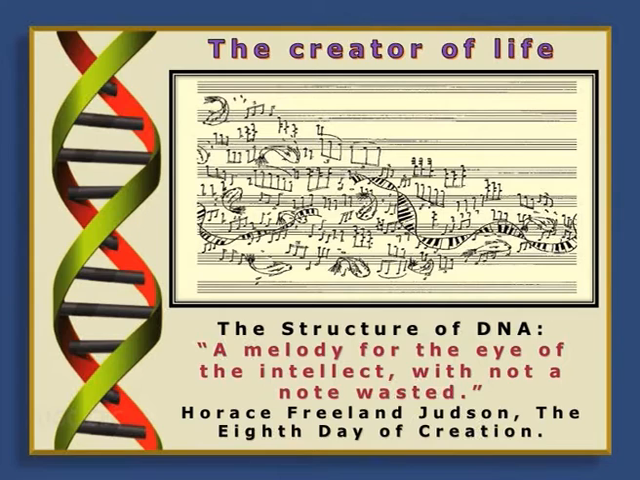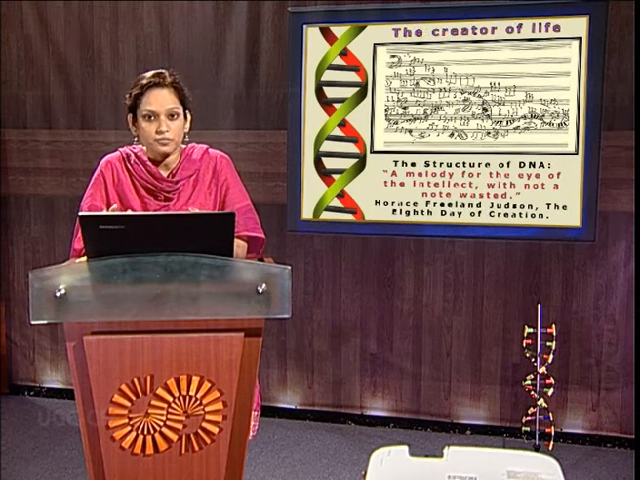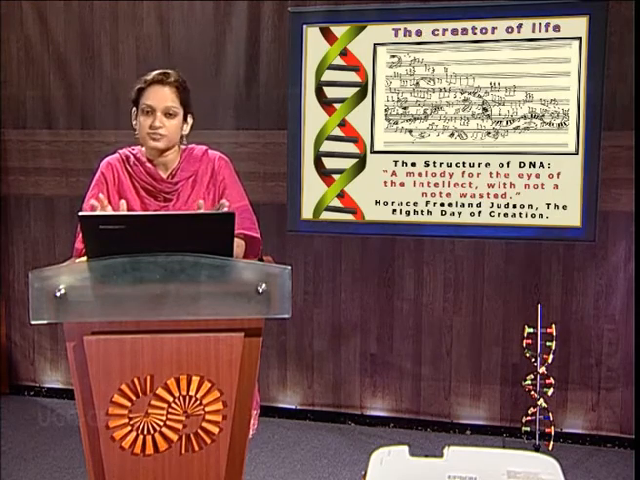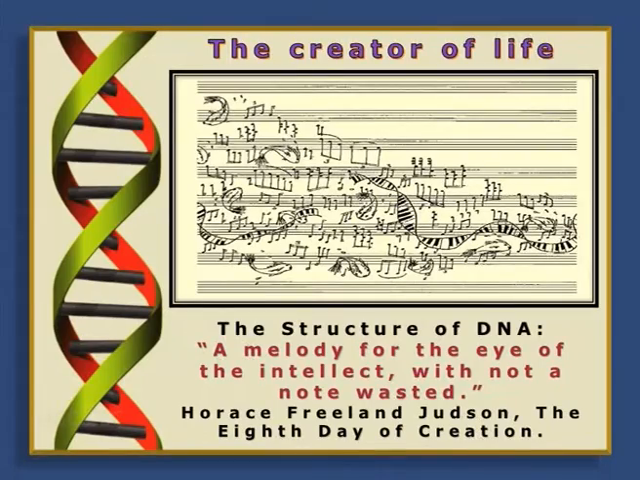Now what does it show? We know that a musical note always stores the musical rhythm in it. This can be compared with the bases present in the secondary structure of DNA, which codes for the musical rhythm of life. Due to this genetic information stored in the secondary structure of DNA, it codes for the diverse forms of life. Thus, it can be very wisely said that DNA is also a melody for the eye of the intellect with not a note wasted.